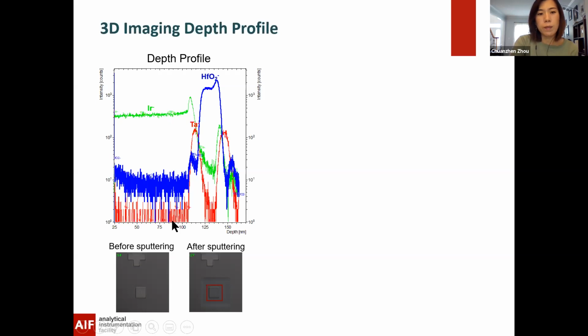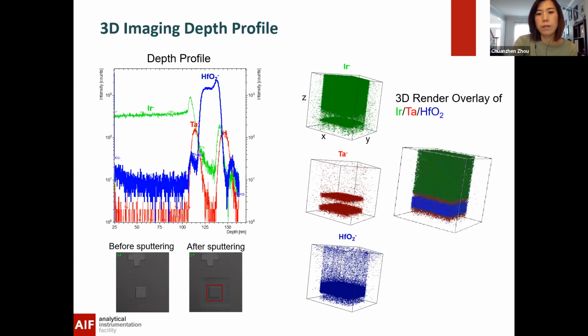With the combination of spectrum imaging and depth profile, we can also do very interesting three-dimensional reconstructions. For example, over here, the first layer is iridium, and underneath is a titanium nitride layer, followed by a hafnium oxide, and then a titanium nitride layer. If you have enough spatial resolution, you can actually see the iridium, the two titanium nitride layers, and the hafnium oxide. You can overlay these to display a very colorful and beautiful three-dimensional reconstruction.